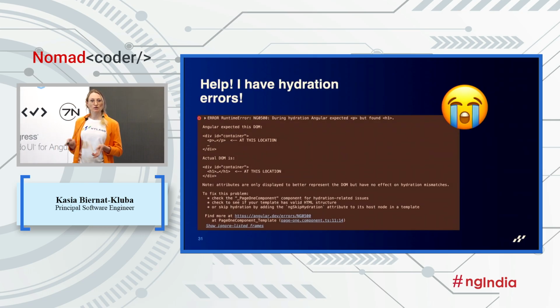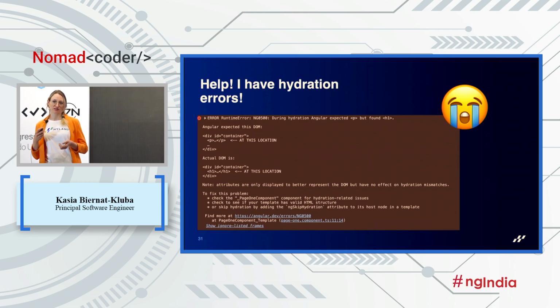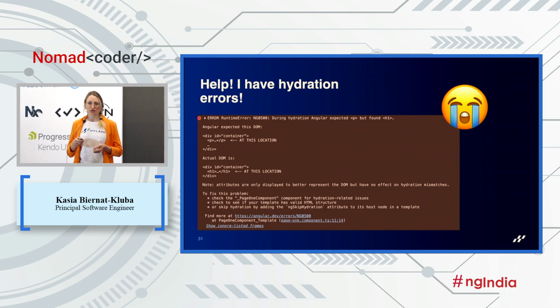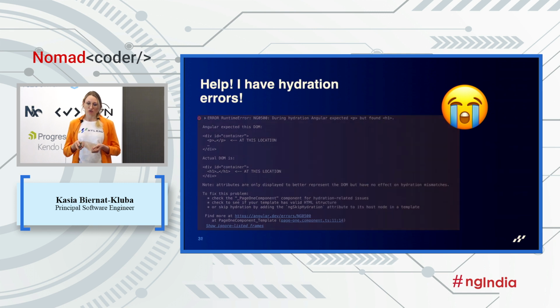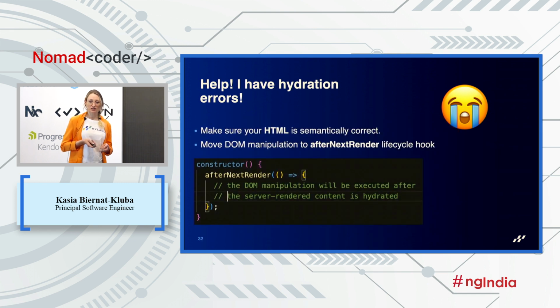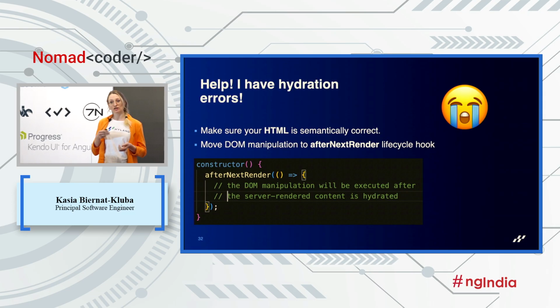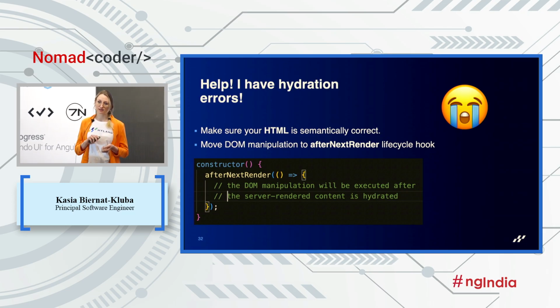So what do I do if I have these nasty hydration errors? Well, fortunately, these errors are pretty descriptive. So if you read the error contents, you will most probably instantly know what's going on. But usually, the most common hydration errors are invalid HTML or some DOM manipulation. But if you have to do a DOM manipulation, the good news is that you can use the afterNextRender lifecycle hook, because this will execute after the hydration is completed.